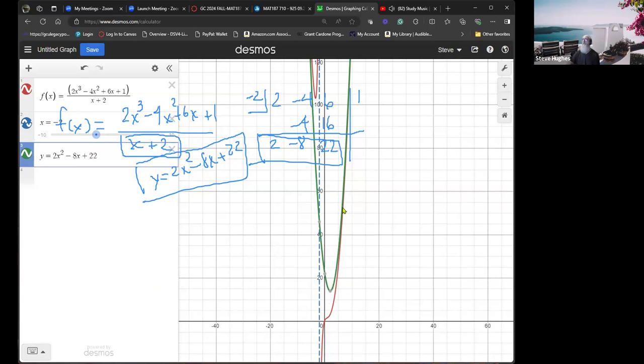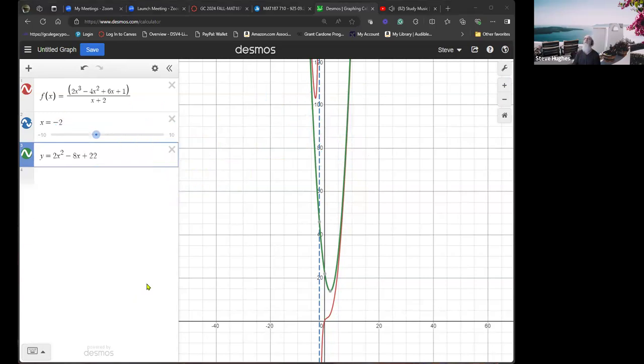See how our graph goes on the outside of that parabola there, and this other part of our graph is inside the parabola there. So we can see exactly how all of that fits in together.